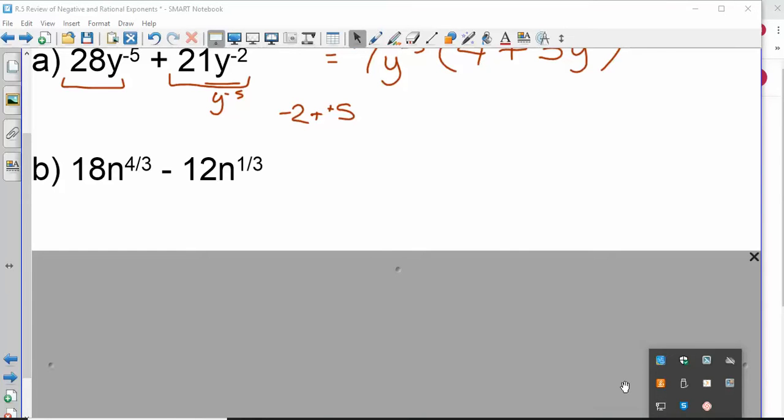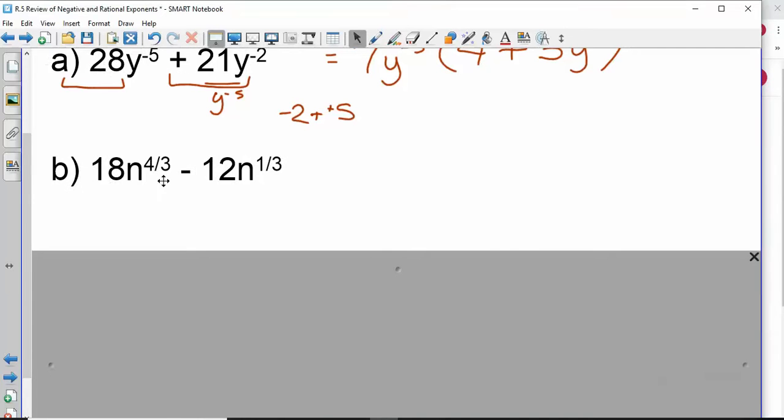Okay. 18 and 12. What are those both divisible by? 3 goes into them, but 6 does as well. So let's go with the bigger number. So if we take out a 6, we have to take out the smaller exponent. So we have 4/3 and 1/3. Smallest piece is 1/3.